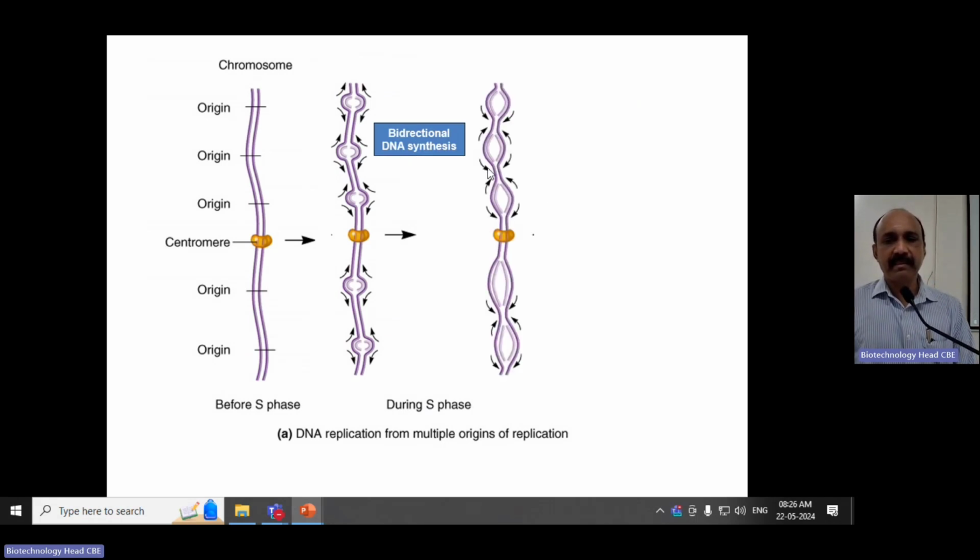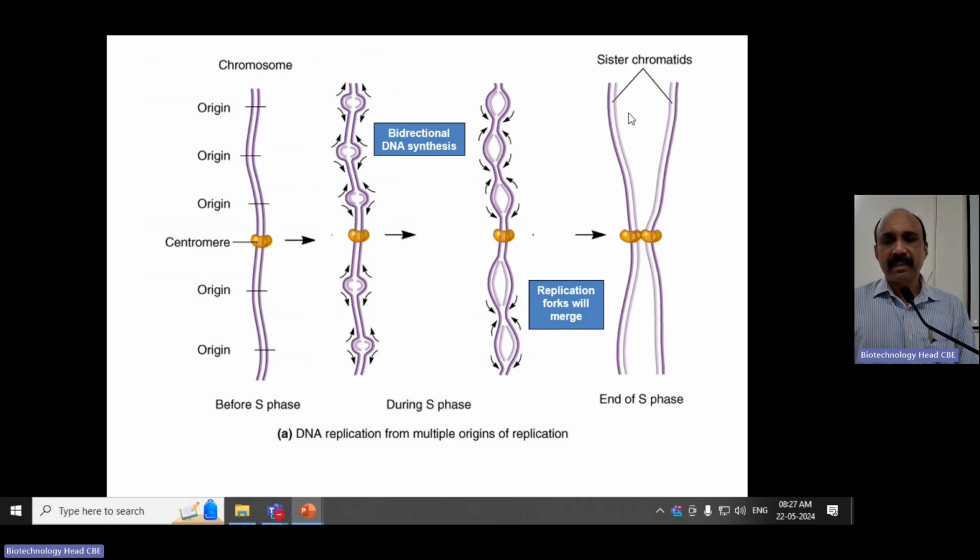So the DNA synthesis extends to both ends until it reaches where the two replication forks meet here. There will also be a termination sequence where this needs to release. That replication fork needs to dissociate. So the replication forks will then merge together and stop, giving two separate sister chromatids.